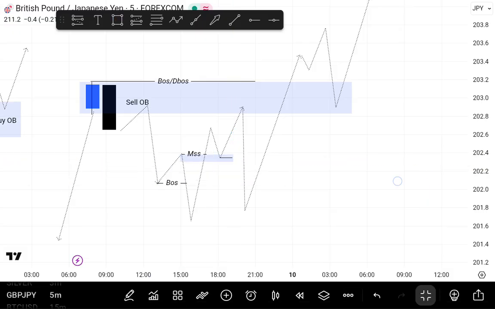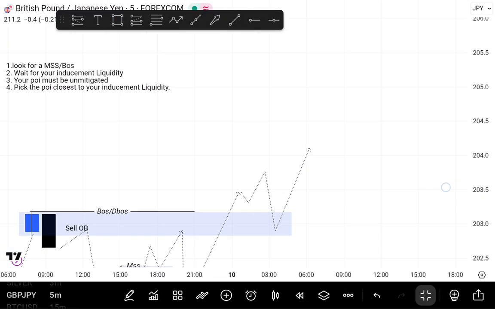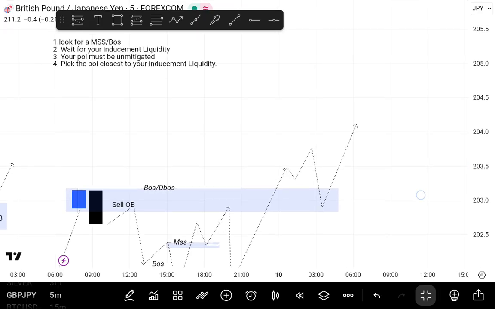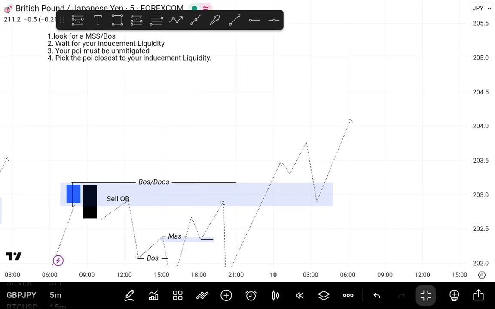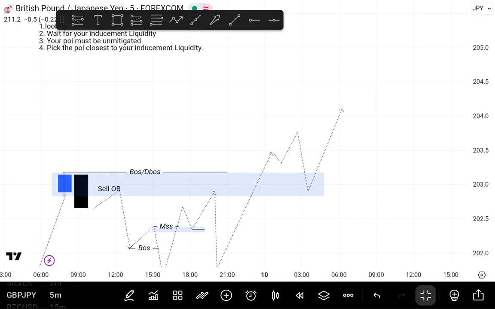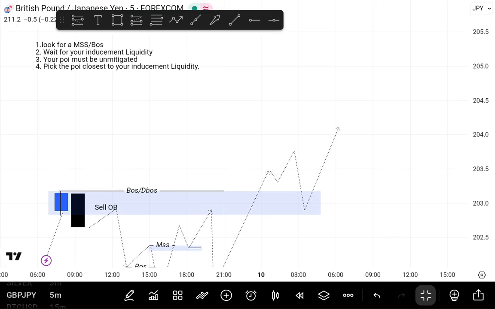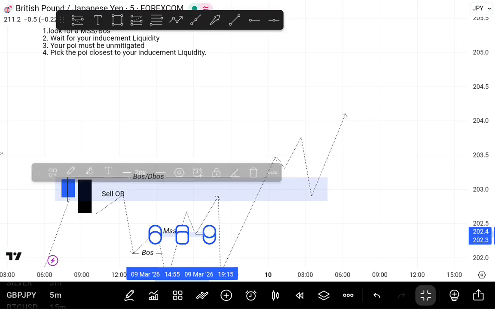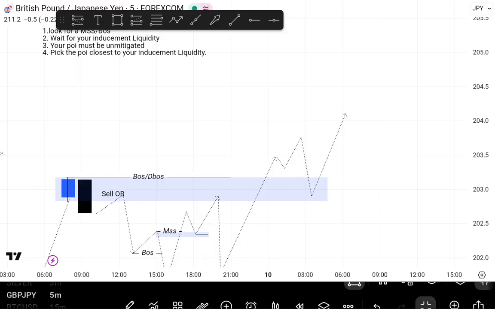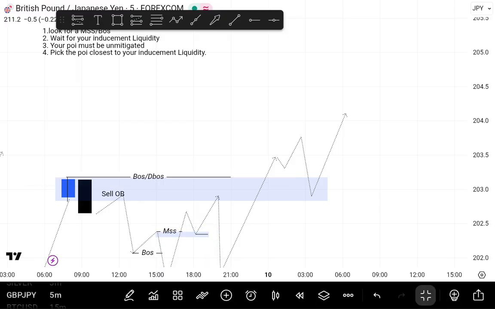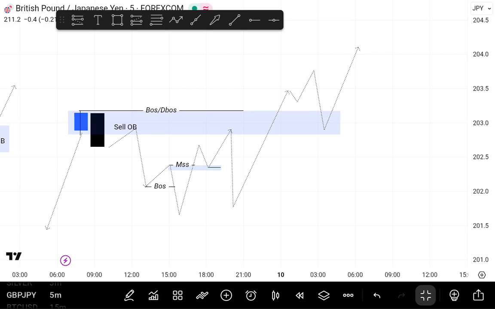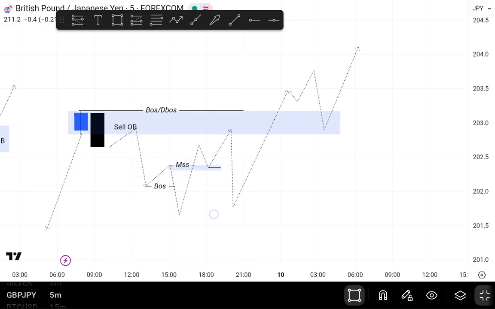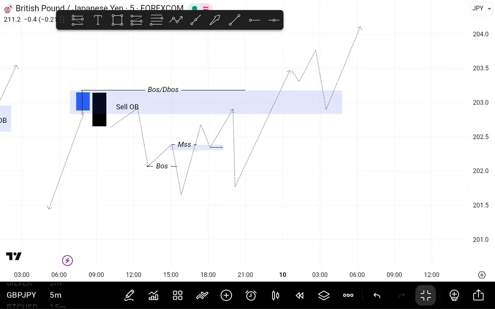So just like the rules said, first you should look for a breaker structure or an MSS. So here we have MSS. Then what do we do? Wait for inducement liquidity. Our inducement liquidity is our first pullback, which is this here. Liquidity is there. First pullback. Then your POI must be mitigated. Our market structure shift, which was the breaker block, was mitigated already. So I'm not going to be using that POI.